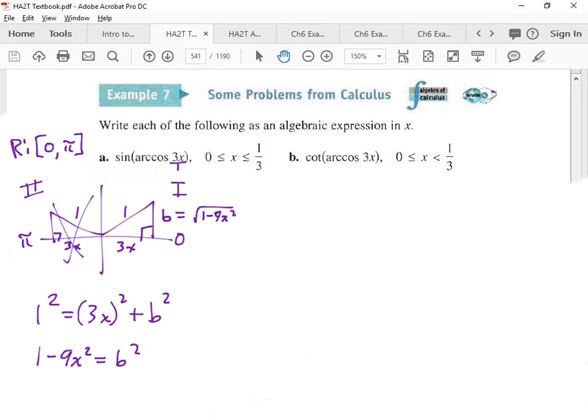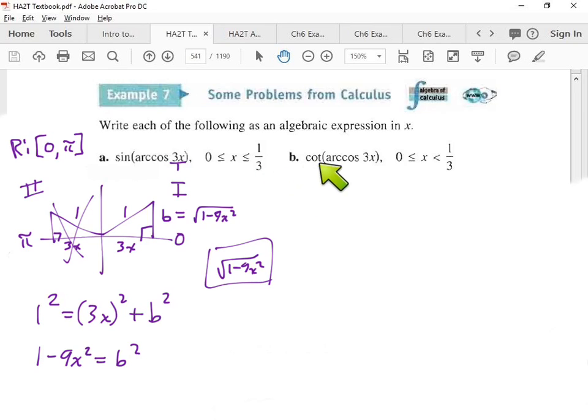Yay! Okay, so now I have all my sides. Can I find sine? Sine is opposite over adjacent. No, opposite over hypotenuse. Here's your opposite of this angle right here. Here's your hypotenuse. So we're going to say this equals the square root of 1 minus 9x squared divided by 1. But you don't have to have the divided by 1. That's your answer. Now let's do the next one.